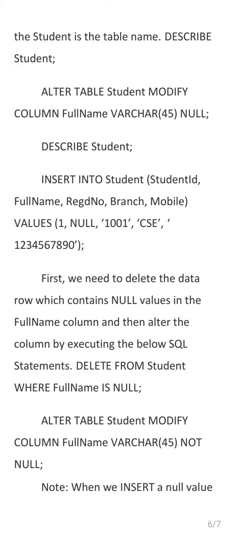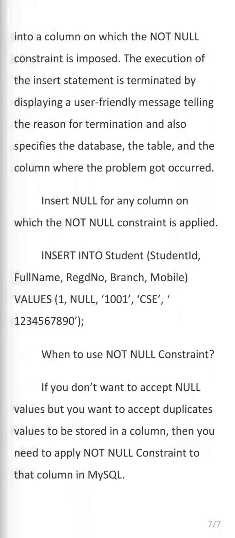So insertion into the table: insert into the table student. So this is what you can insert, like with a null entry also. Okay, first we need to delete the data row which contains null values in the first name. So first we need to delete the data before changing its constraint. Okay, so null is allowed here now. Fine.